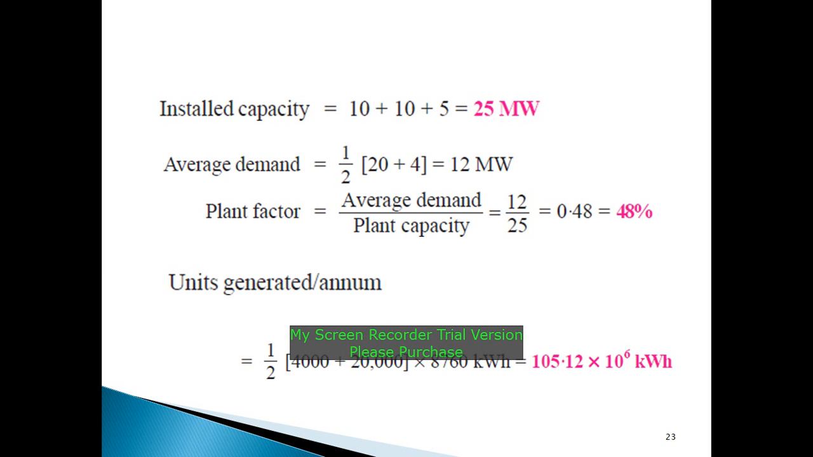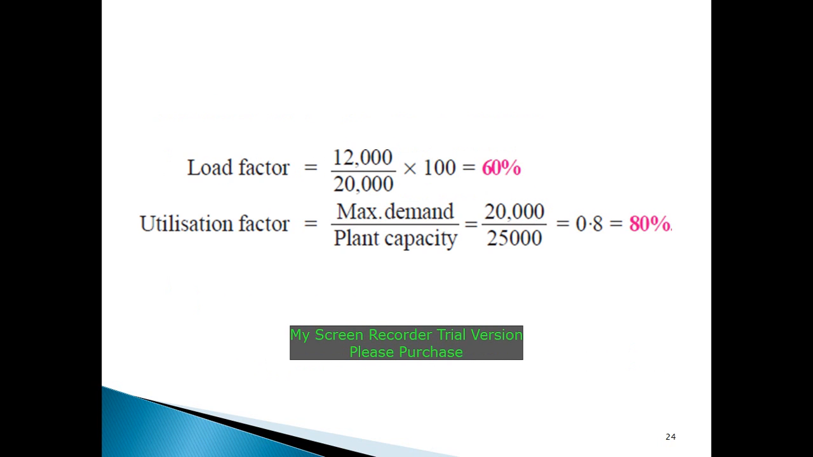So units generated per annum is similar to the previous one, which we have already seen: 1 by 2, 4000 plus 20,000 into 8760, which is 105.12 into 10 power 6 kilowatt hour. And from that we'll find the load factor. The average load is 12,000 and the maximum demand is 20,000, so we get 0.6, and the load factor in percentage is 60. Utilization factor is maximum demand divided by plant capacity. So 20,000 divided by 25,000 is equal to 0.8, and the percentage utilization factor is 80%.